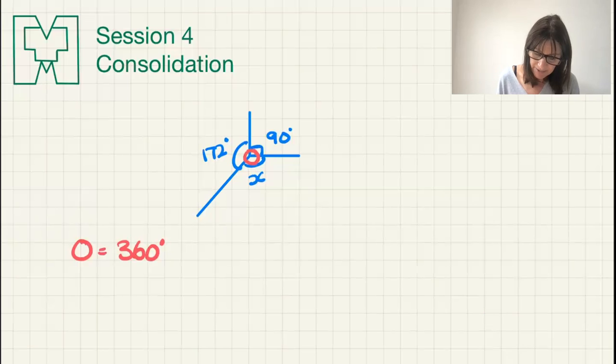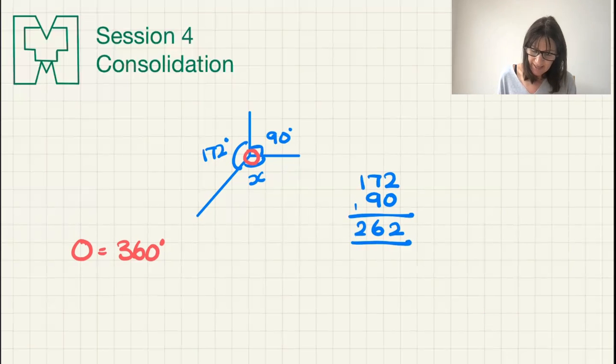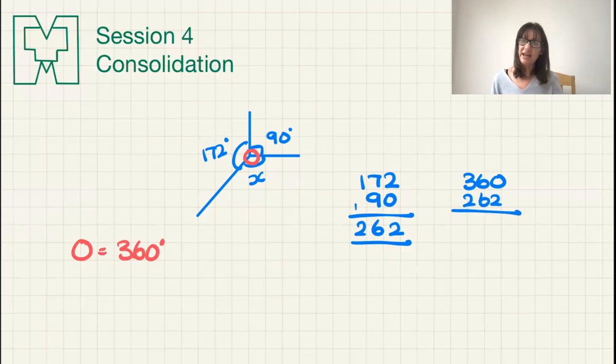I need to add up what I've been given. So what I know from the diagram, 2 plus 0 is 2. 9 plus 7 is 16, carry the 1. 1 plus 1, so I've got 262. Now I use my fact, okay? The whole thing should add up to 360. So 360, take away what I know, 262, will give me the answer.